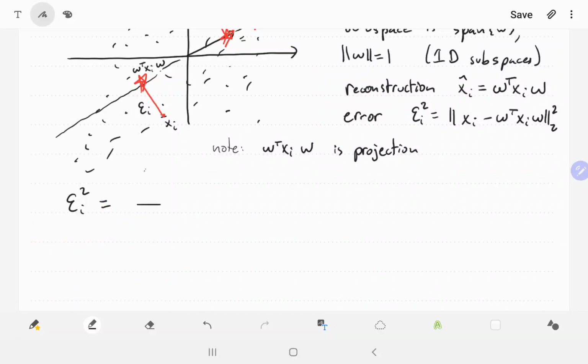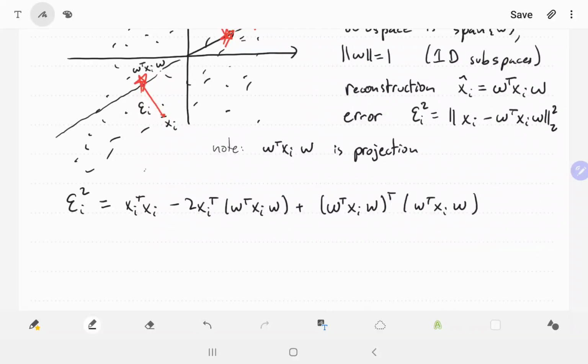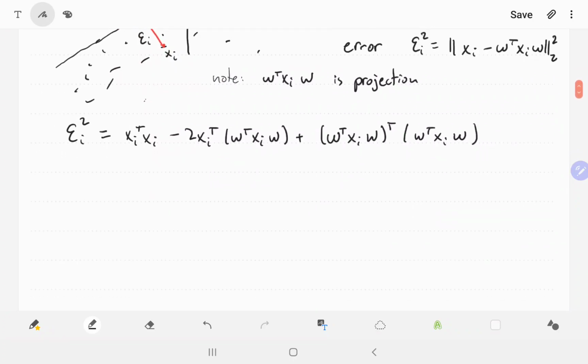Okay, so epsilon i squared is equal to xi transpose xi, expanding out the square, minus xi transpose W transpose xi times W, and then plus the square of this, W transpose xi times W transpose xi times W. Right? But we know that W is a unit vector, so we can make a lot of reductions here. But let's first just keep writing this out.